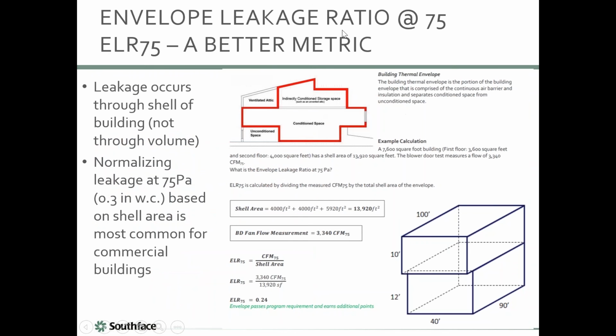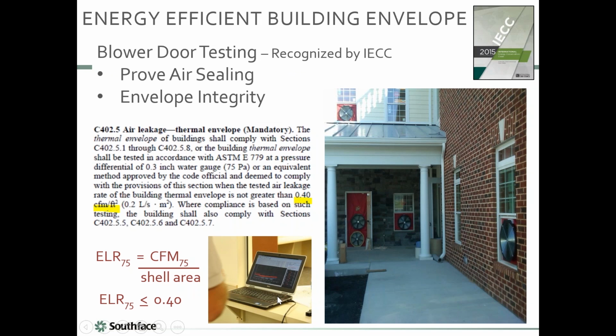We call it envelope leakage ratio, but it's the same thing. It's the CFM at 75 divided by the shell of the building. And if that number comes in below 0.4, then you pass code. So that's a good example of that.